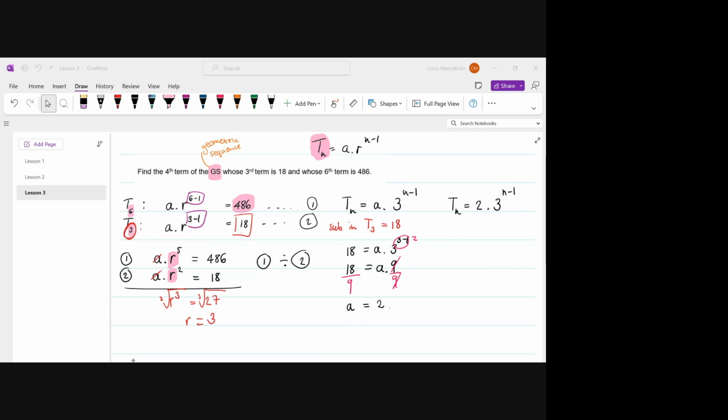So remember, guys, the question didn't actually ask us for the general formula. The question asked us for the fourth term. So now that we've got the general term, we can now calculate for T4. T4 is equal to 2 times 3 to the power of 4 minus 1. And if you punch that into a calculator, you should get 54 as an answer. T4 is equal to 54.